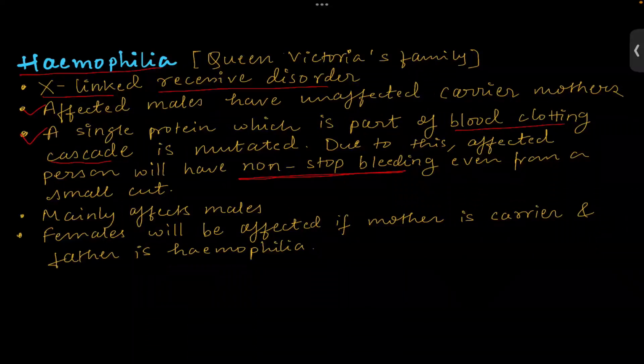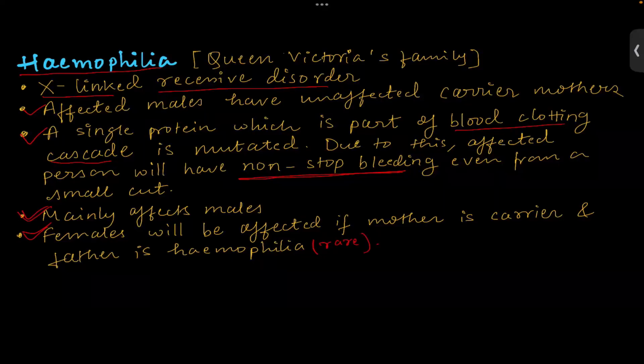So as I told you, this is an X-linked recessive disorder. So it mainly affects the male. Only one copy of the recessive allele is sufficient for manifestation of this particular disease. Females will be affected only if the mother is a carrier and the father is hemophilic. This is quite rare, by the way.